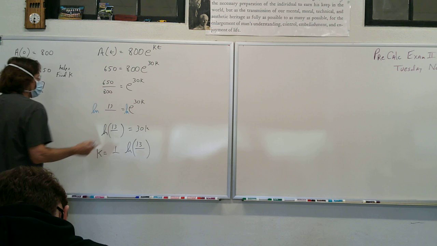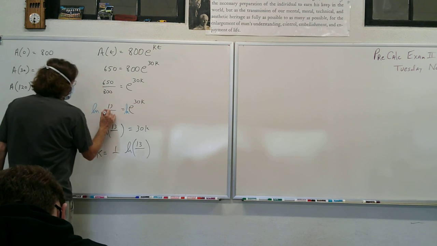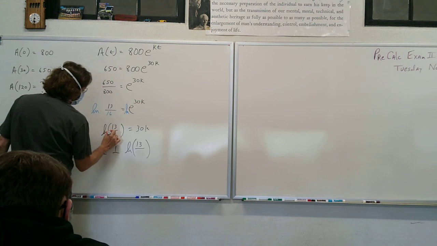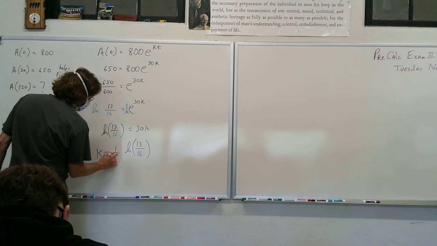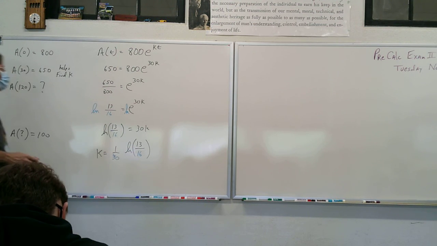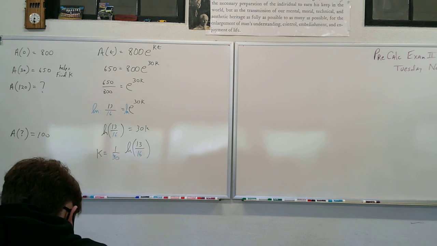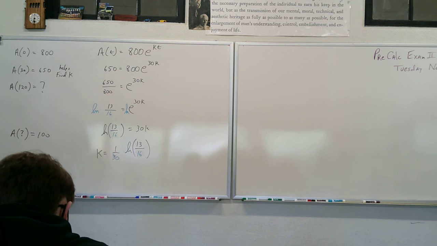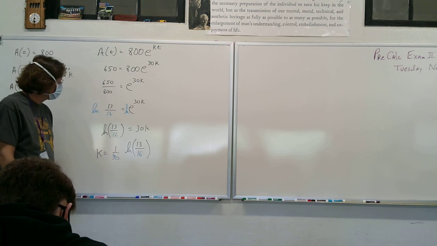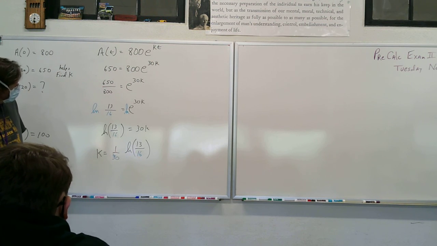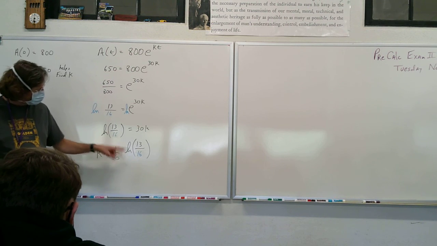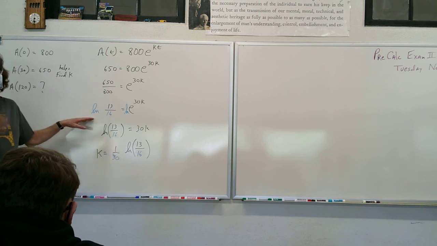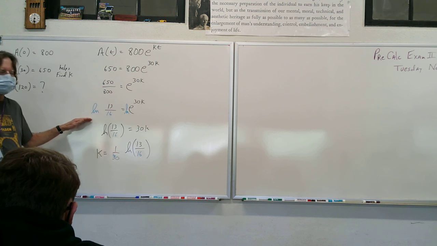You notice I kept looking at that thing and, Mr. Evans, that's not right. 16. 13 over 16. I bet that looks a lot better. Thank you very much. Okay. Now, k is equal to 1 over 30, natural log of 13 over 16. Does that work better? Yeah.